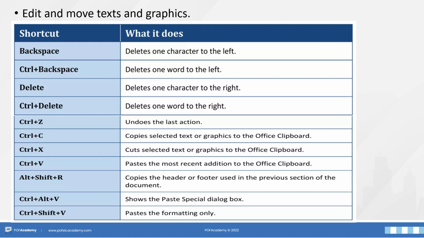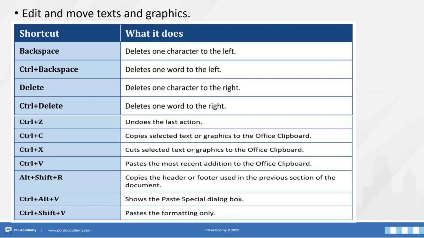If you want to undo the last action, Control plus Z. If you want to copy selected text or graphics to the Office clipboard, Control plus C. If you want to cut selected text or graphics, Control X. If you want to paste the most recent addition, Control plus V.